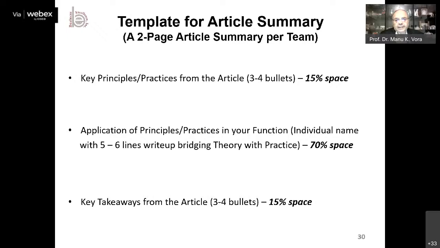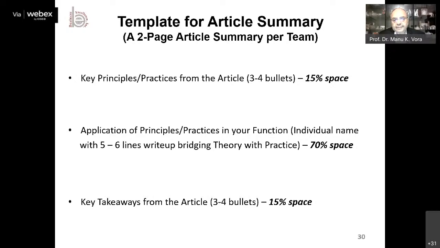So, a template for article summary. We read many articles, but at the end of the day, we don't remember what we read. So retention is very poor. So by reviewing the article individually and then discussing in your team, I require them to focus on three aspects: key principles and practices from the article for the entire team, 3 to 4 key bullets agreed upon by the team; application of principles and practices in the function, individually by each member in the team, bridging theory with practice, where the focus is big, 70% weightage; and then key takeaways from the article, 3 to 4 bullets common for the entire team.